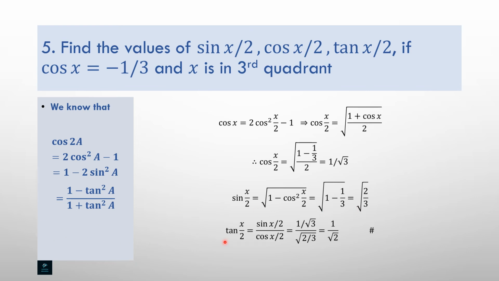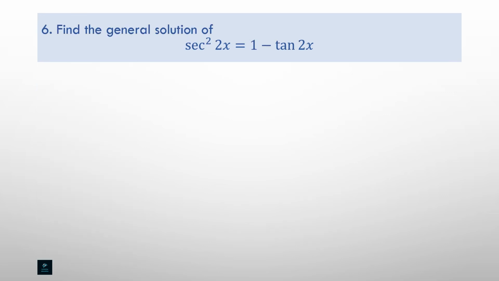Tan of x by 2 will be equal to sin of x by 2 divided by cos of x by 2. This is equal to 1 by root 3 divided by root 2 by 3, and this is equal to 1 by root 2. These are the answers we were required to find out. Now let's move to some examples on trigonometric equations.